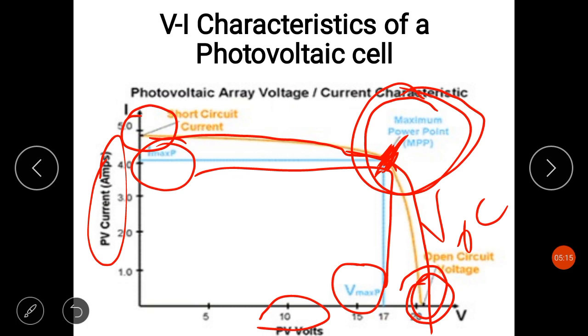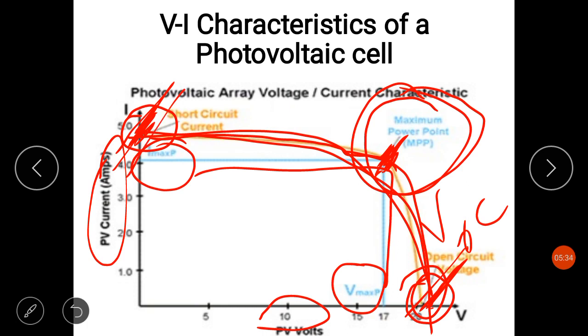And for maximum electrical power, this is the graph of a photovoltaic cell. From this graph we can see this is the maximum current a photovoltaic cell can give when it is short circuited, and this is the maximum voltage it can give when it is open circuited. But at both these two points power will be zero, because at this point voltage is zero, which makes P = VI = 0, and at this point current is 0, which again makes the power 0.